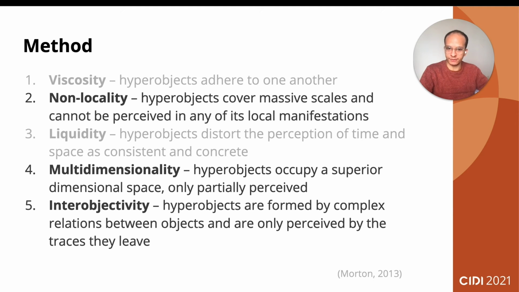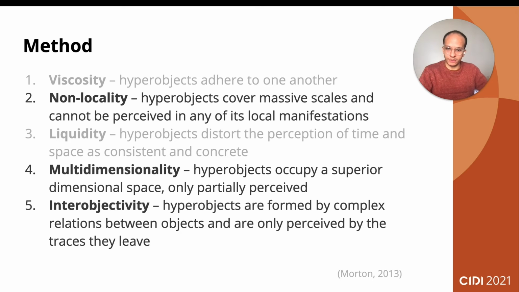Multidimensionality refers to the capacity of hyperobjects to occupy a superior dimensional space, which is only partially perceived as 3-dimensional. So in the example of the plastic bottle, if we analyze one single plastic bottle, we can see all the different dimensions that it occupies, such as when it is microplastics or plastics in the ocean or plastics inside other forms of life, such as fish and other water fauna.